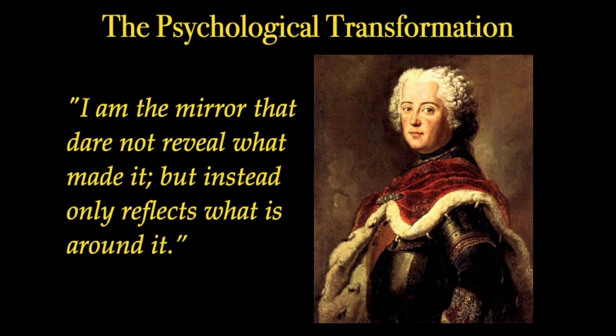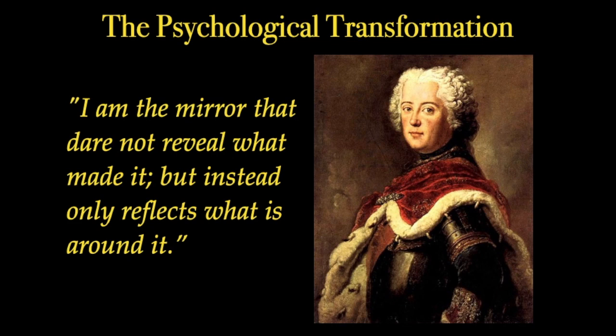So there's this very famous quote. Well, it's not very famous, but it's this quote that Frederick's biographers have picked up on. And it gives us an insight into the psychological transformation of Frederick and what he becomes when he becomes the king of Prussia. And Frederick said, "I am the mirror that dare not reveal what made it, but instead reflects what is around it." So this is the new Frederick. He's a mirror. You look at him and you see all around him, or you see in him, Prussia. He is going to reflect Prussia, the country that doesn't have an army, but the army that has the country, Prussia. And he says in so many words, "I dare not reveal what made me." So his original interests of the art, poetry, his love for von Katte, all of that he buries. And he focuses on just simply preparing himself to be the king of Prussia and a military commander.